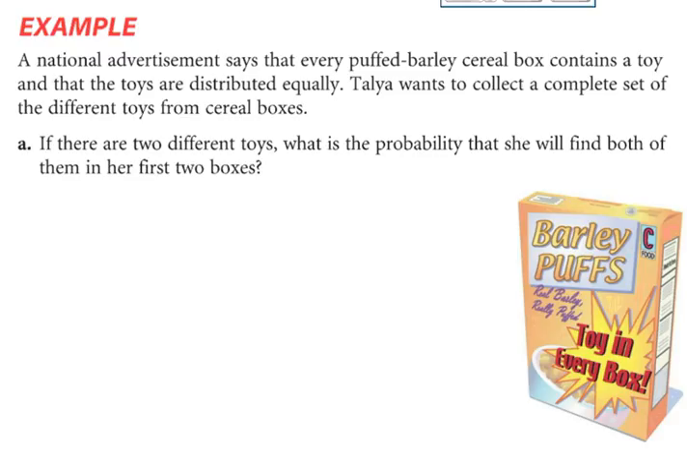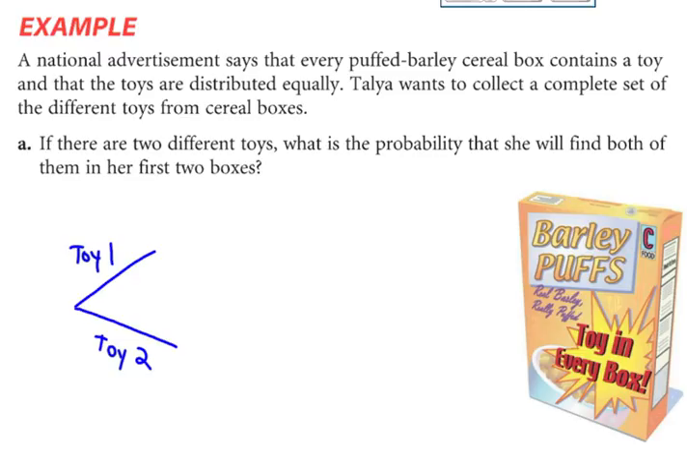So we need to set this up as a tree diagram. So the first thing we're going to do is represent the first cereal box. And in that first cereal box, she could get the first toy, or she could get the second toy. Now that she has gotten her first box of cereal and the toy from it, she's going to get a second box of cereal. And she could get the first toy or the second toy. Now we need to represent this second scenario off of both possible outcomes from the first scenario.